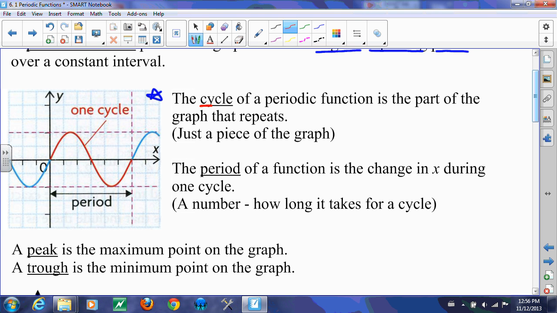Okay, so the cycle of the periodic function is the part of the graph that repeats. So it's just a piece of the graph. So it's what's in red. Whereas the period, ladies and gentlemen, and this is where people tend to get confused, the period of the function is the change in x during one cycle. So that's the number. So how long did it take? Okay, for one cycle.